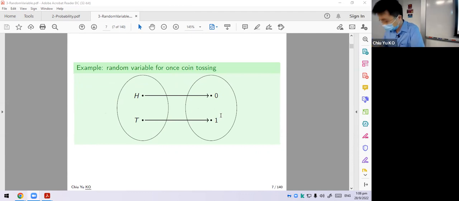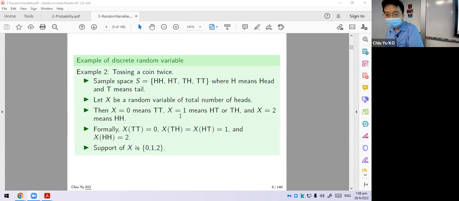Okay. And now the next thing is, suppose you toss the coin twice. What are the possible outcomes? The sample space, you know already, has 4 outcomes: head head, head tail, tail head, tail tail. And so the question is, what is the appropriate random variable? There are many ways, right? You can say number of heads, number of tails.